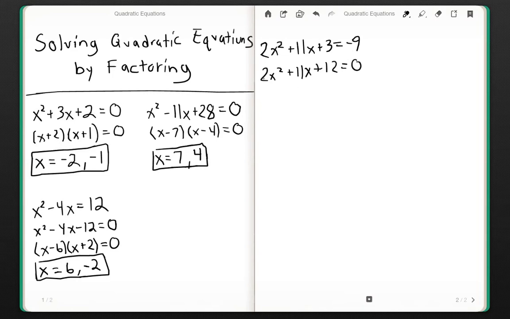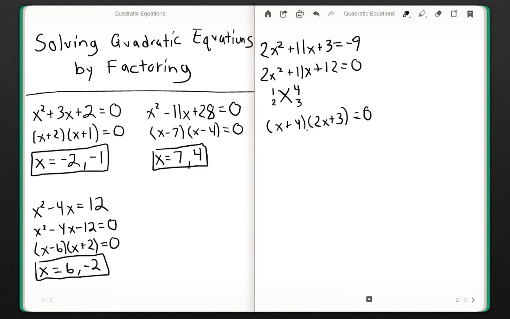So now, because we have a number in front of the x squared, we're going to draw our little factoring x. Factors of 2 are 1 and 2. Factors of 12 are 1 and 12, 2 and 6, or 4 and 3. So hopefully you can see that if we put a 4 there and a 3 there, this will be 8 plus 3 equals 11. And this will factor to (x + 4)(2x + 3).